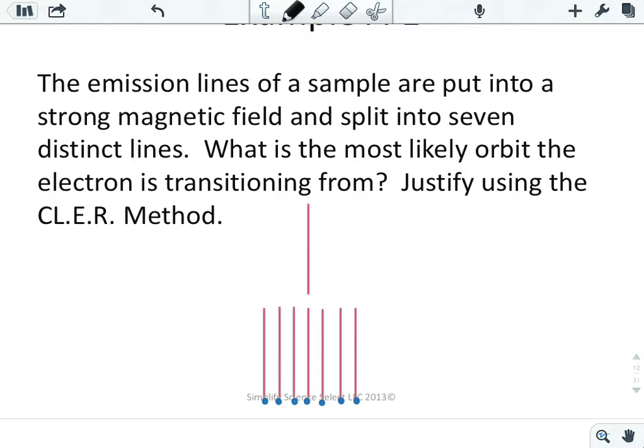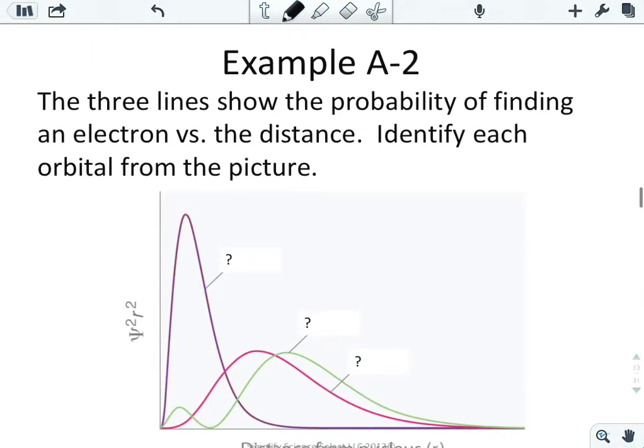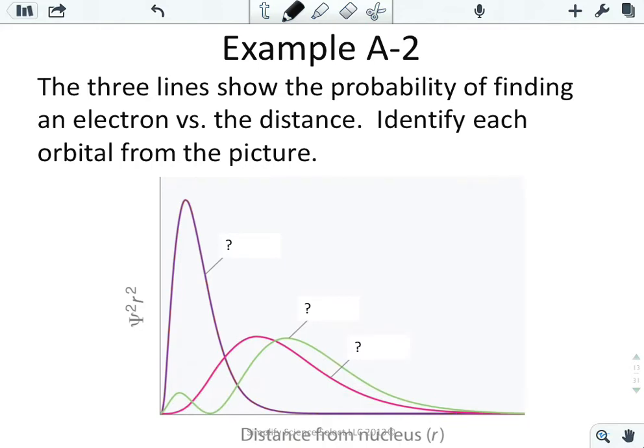We know that that would be the f orbital, because it can hold a total of 14, which means it has 7 sublevels. So we see that this one line is broken up into 7 lines, so therefore it's going to be the f orbital.